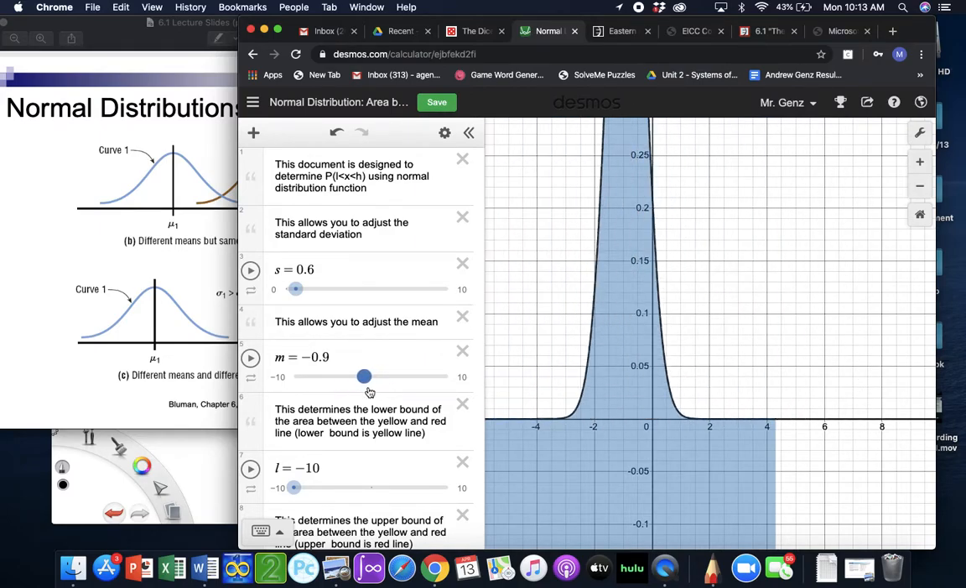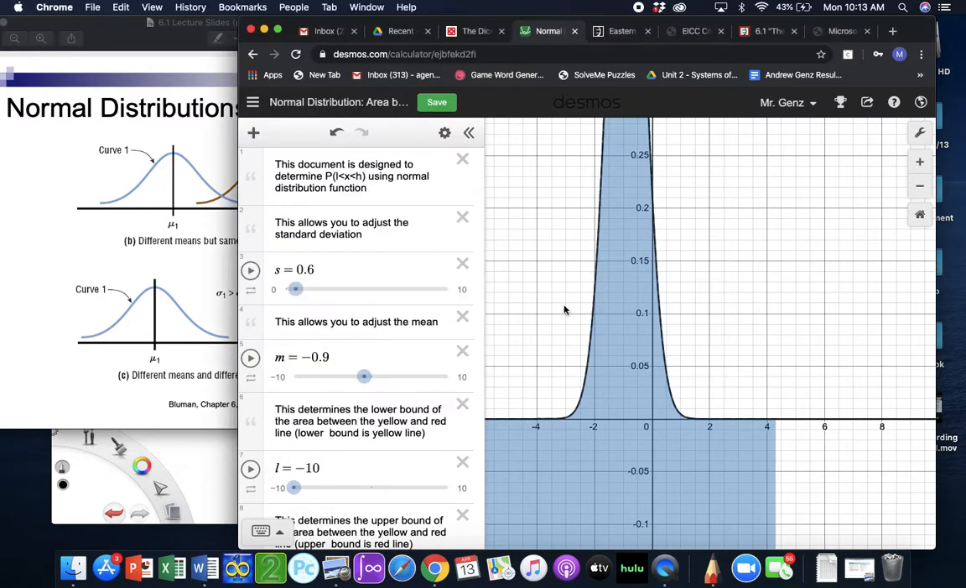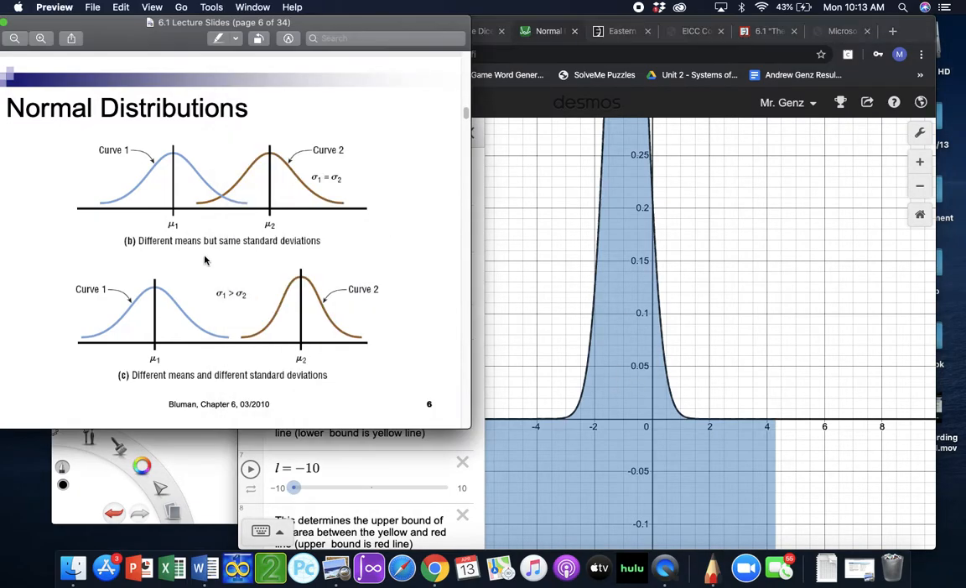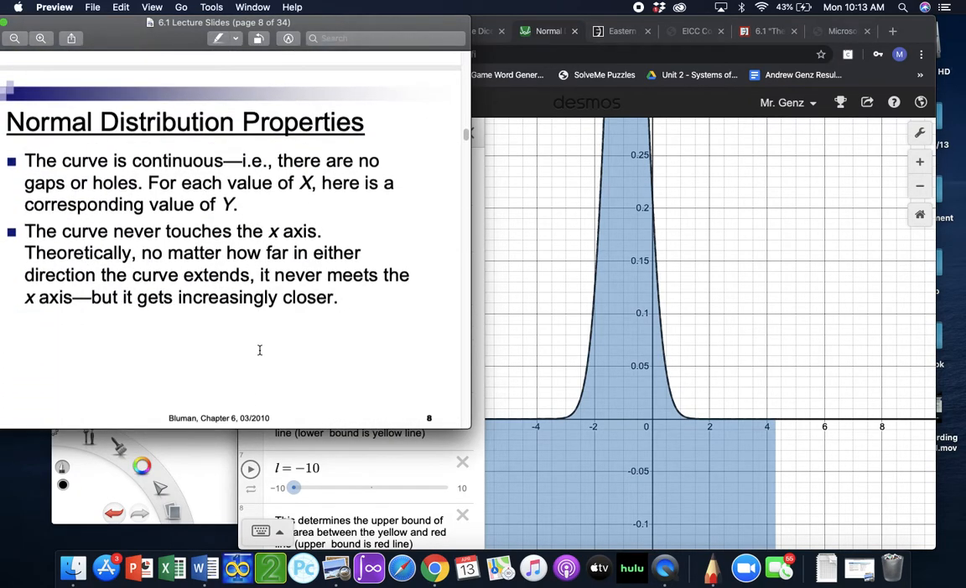In section 6.2, we actually apply this to application problems, so it would probably make more realistic sense then. What I'm trying to show you here is that we can have infinitely many different normal distributions based upon the standard deviation and the mean of our data. Okay, so let's eliminate that a little bit.